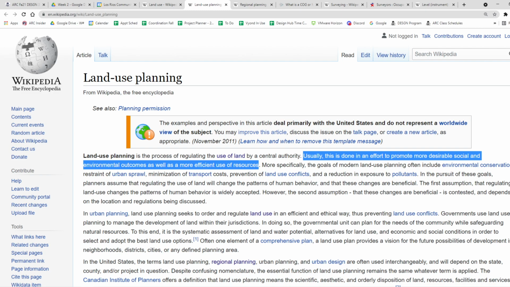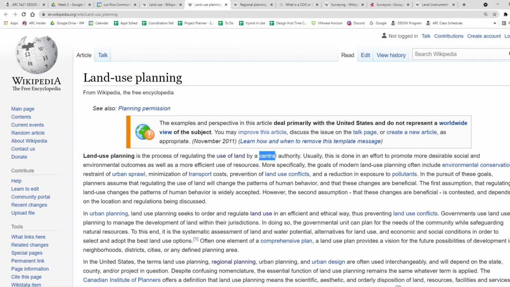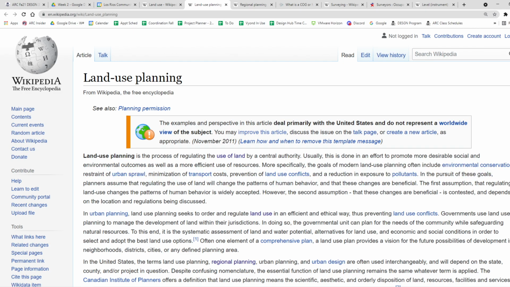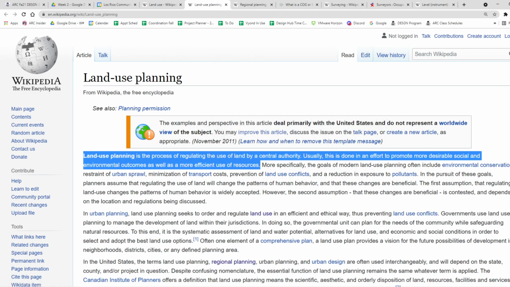But the goal right now for our class is to understand who regulates, who is the central authority, and you looked at some of the fair housing and some of that. That's about social outcomes and efficient use of resources. And it's becoming to be understood that fair housing also has an environmental outcome. And then these are some ways that people look at doing it.